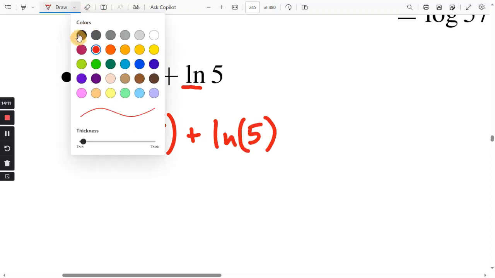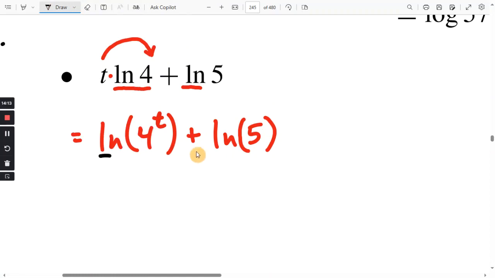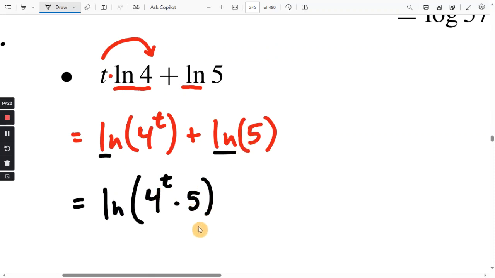Now we are in business because the ln's match, we can just use the product rule because it's plus. So we keep the ln's, and the product rule is going to be 4 to the power of t times 5. And really, there is nothing we can do with that. We can't do 5 times 4 because the t exponent is only applied to the 4, not the 5. So that's really it right there.